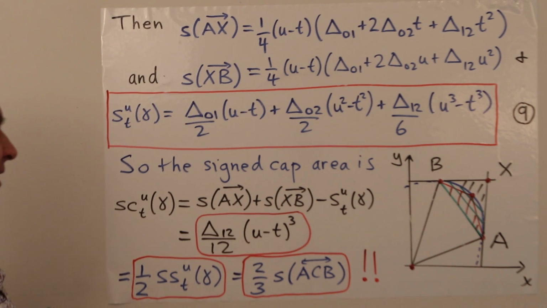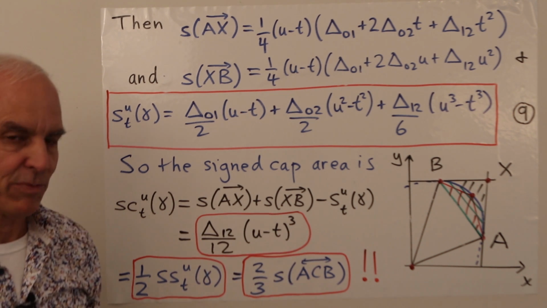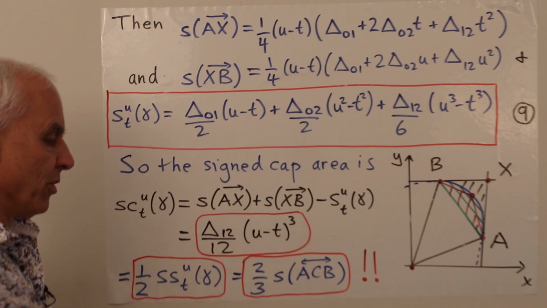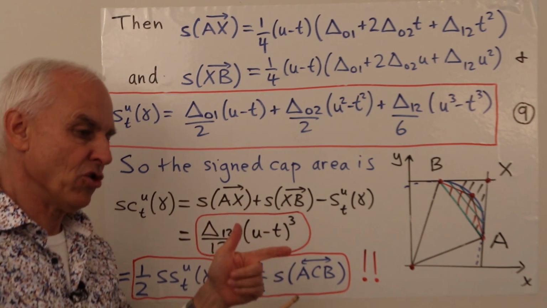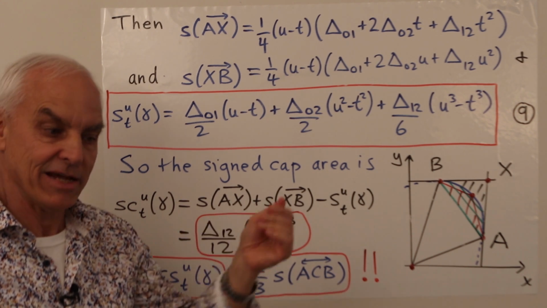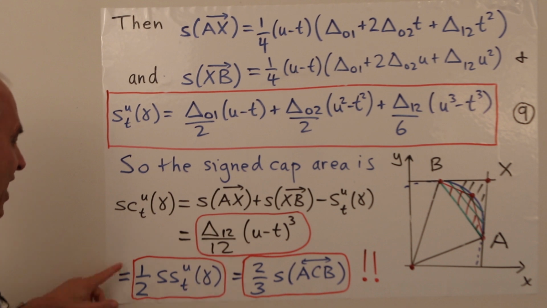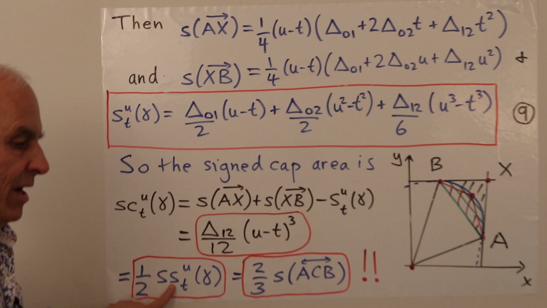Okay, very pleasantly, what we get is this relatively simple expression. Delta 1,2 over 12 times (u minus t) all cubed. And this delta 1,2 is a1b2 minus a2b1. It's the same factor that appeared in the signed sliced area of the same thing. In fact, this is related to that because that previous one had a 6 in it. So this is exactly 1/2 the signed slice area of that same segment.